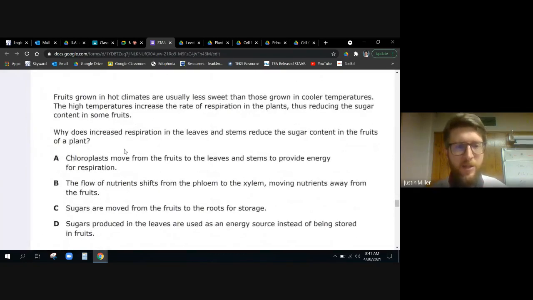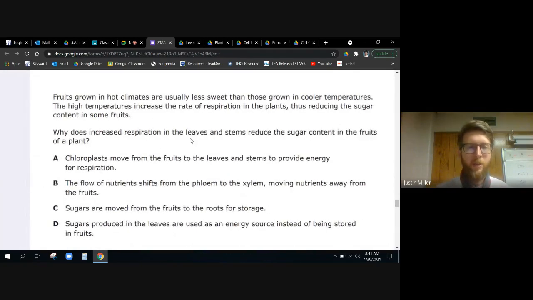Okay, why does increased respiration in the leaves, blah, blah, blah, blah. Already gave up on the question. Too bad. I'm just going to guess now and go to the next one. Isn't that what you guys think a lot of times? Let's think about this logically, okay? So, if you go back and read the question, we're going to look for keywords. We're not going to try to be experts. We're just going to look for keywords, okay?